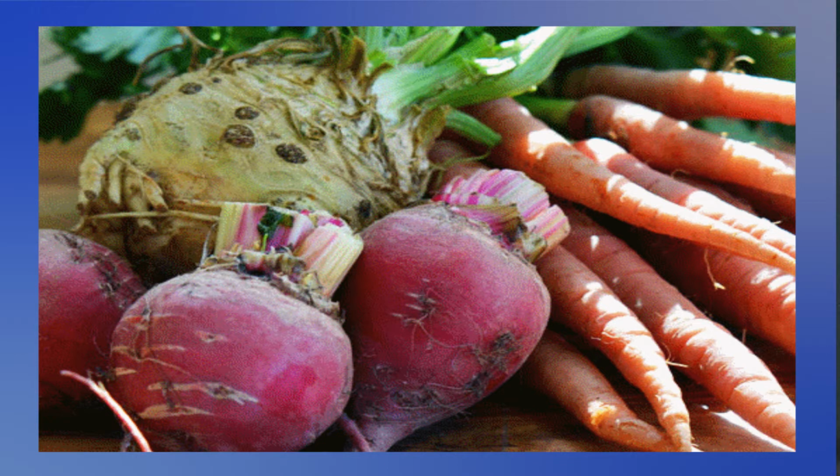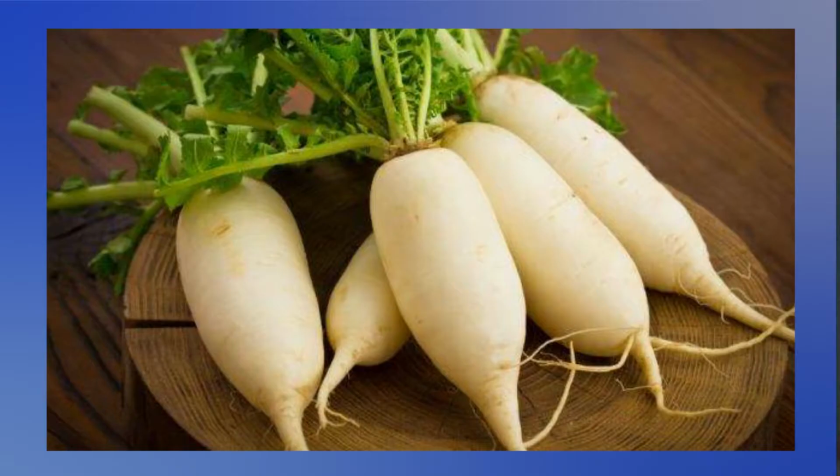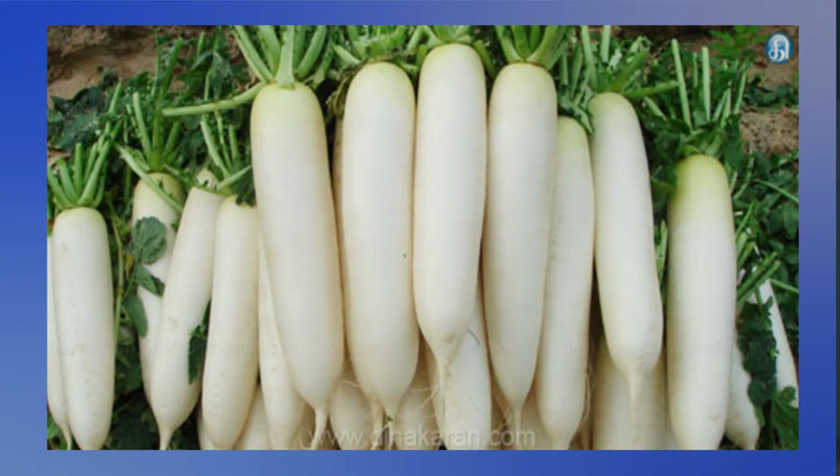Roots for storage. Look at radish, turnip, beetroot, and carrot. They all grow under the soil. All these vegetables have swollen roots that store food. In radish, think about the shape of the radish, swollen in the middle and tapering at both ends. This shape is known as spindle shape.